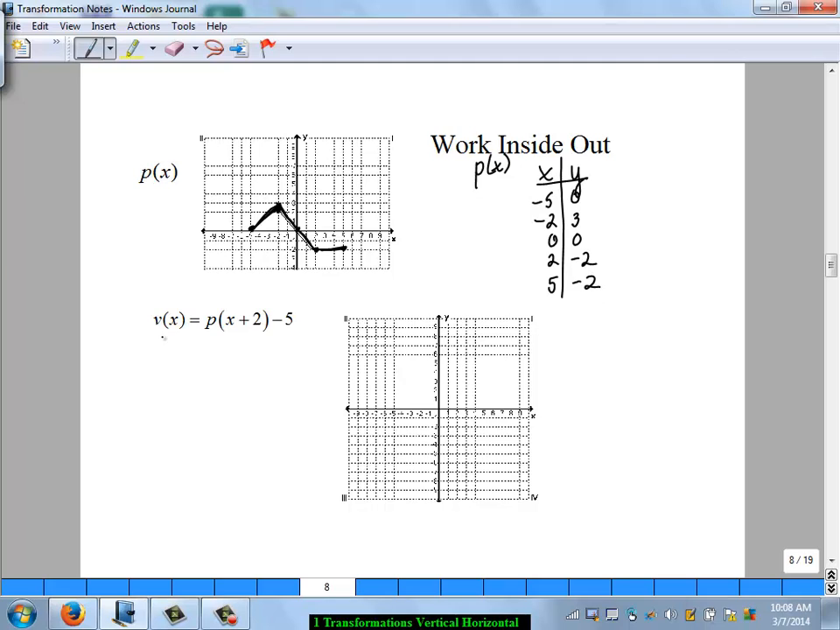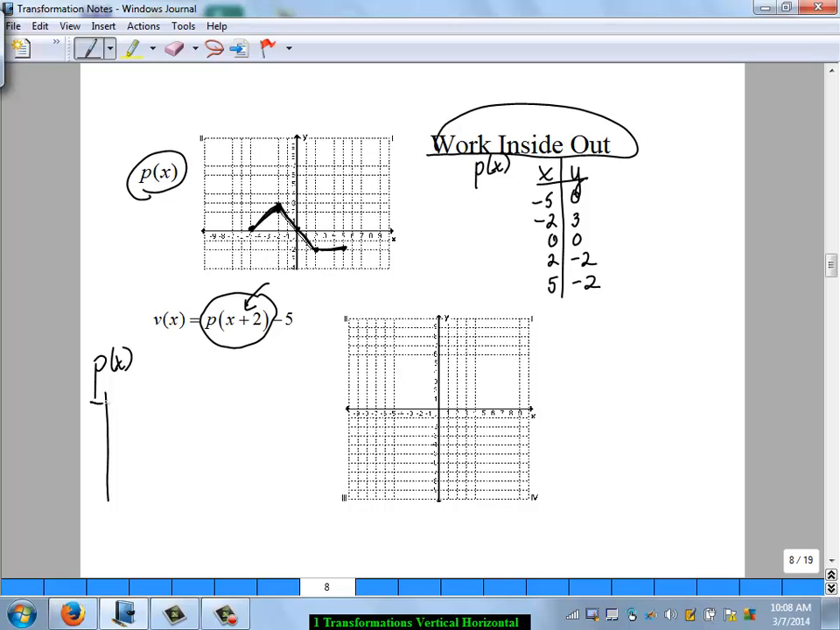Come up with this new function, v of x, where I have to do a shift on the inside and outside. Now, see how this says work inside out? That's how I want you to do it. You're going to do this first. Work on the inside, and then you're going to move out. So my function p of x is here. Do you see how I've added a 2? So that's an inside change. So I'm going to list my points here, because this is what you're going to do. So here's p of x, where I had my points that I just showed you before. Negative 5, 0, negative 2, 3, 0, 0, 2, negative 2, and 5, negative 2.